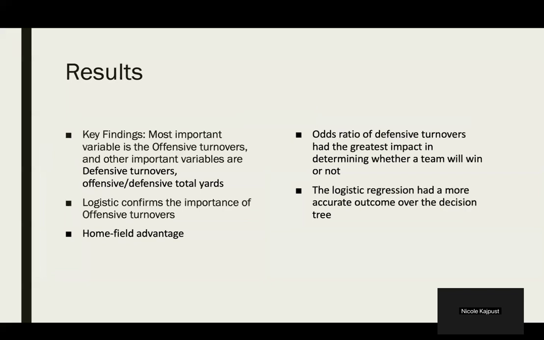The results from the paper were that the most important variable in the decision tree is the offensive turnovers, and other important variables are defensive turnovers and offense and defense total yards. The logistic regression also confirmed that the offensive turnovers are very important. And we can see that home field advantage is also a key factor in the paper. Odds ratios of defensive turnovers had the greatest impact in determining whether a team will win or not. The logistic regression was a better model in this paper because it gave us more accurate outcomes than the decision tree.